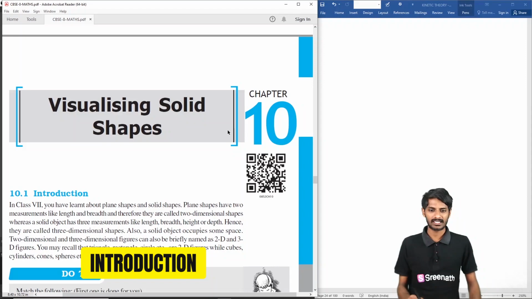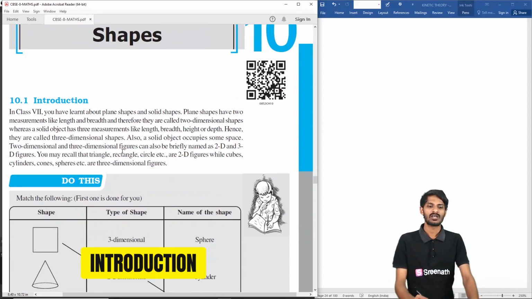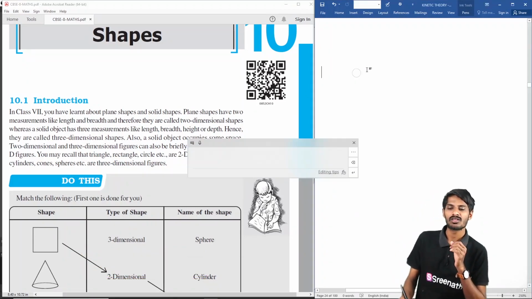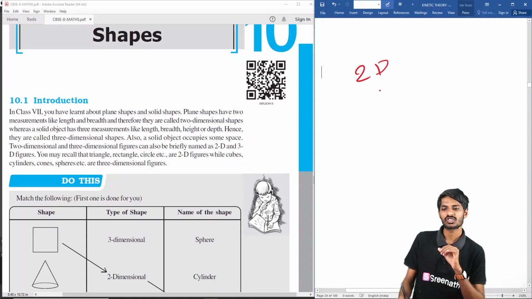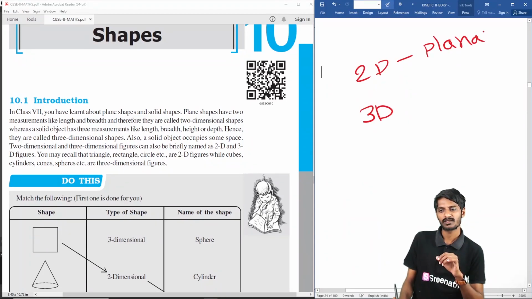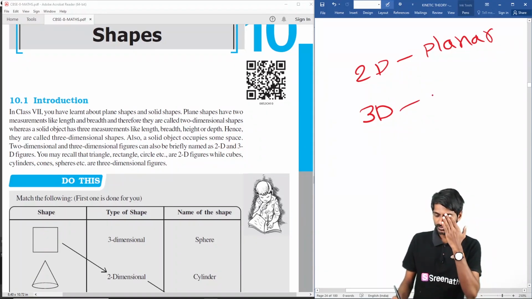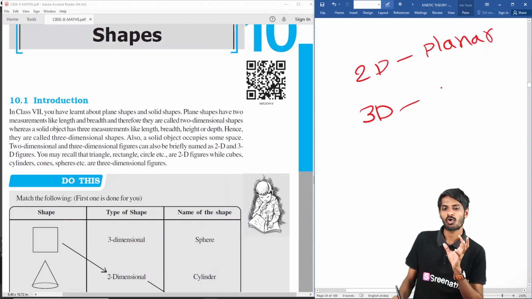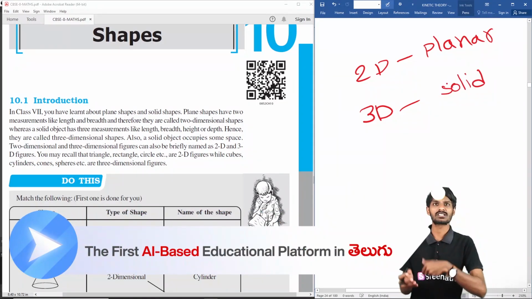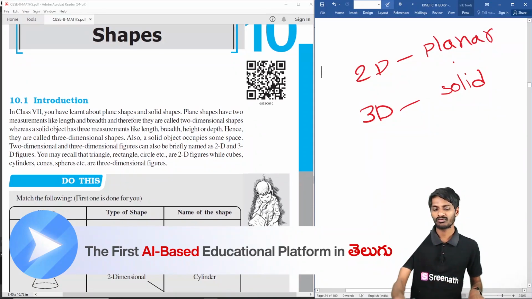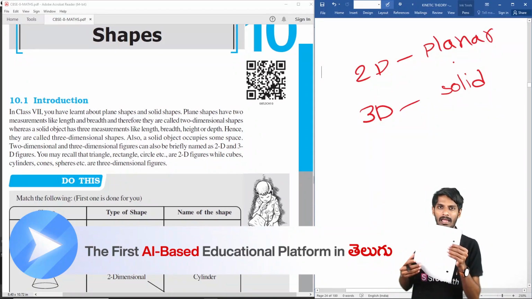So visualizing solid shapes. In class 7th, we have discussed the plane shapes and the solid shapes. We have also already named them as 2-dimensional and 3-dimensional. So 2-dimensionals are planar shapes and 3-dimensionals are the solid shapes. If you see a 3-dimensional shape on a 2-dimensional paper.